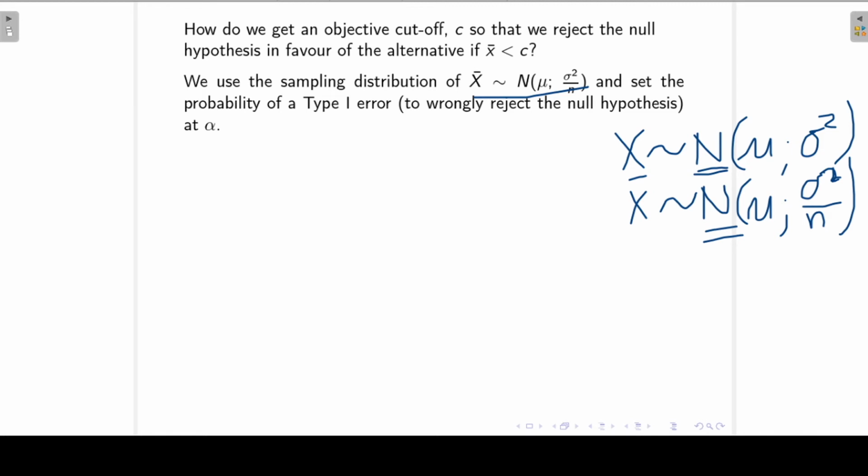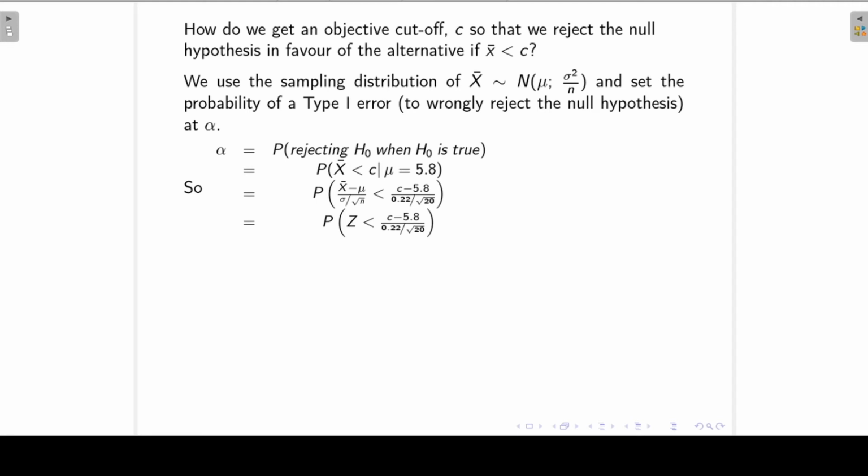So we will use this information, and we will also set our probability of a type 1 error. We will set that equal to alpha. And we use this to develop a cutoff value. So we say that alpha, which is the probability of a type 1 error, that is to reject the null hypothesis when the null hypothesis is true. So we can rewrite it as the probability that the sample mean lies to the left of the cutoff value. So that is to reject the null hypothesis if it lies to the left of our cutoff value, given that the null hypothesis is true. Now the null hypothesis, remember, is stated that the population mean is equal to 5.8. So I have rewritten the first step here. I have rewritten it here.